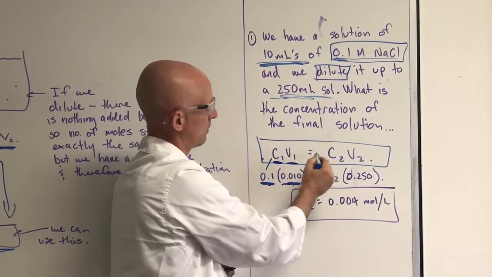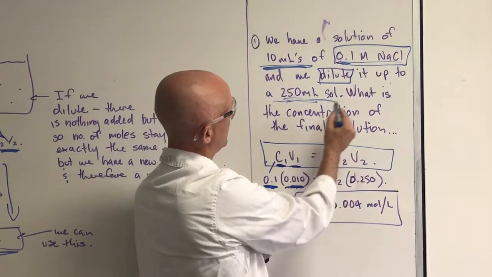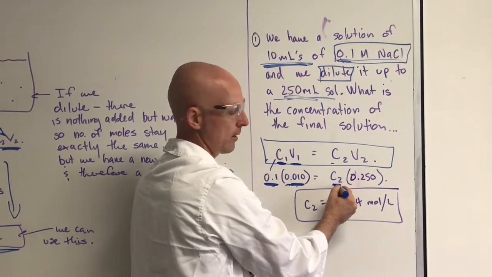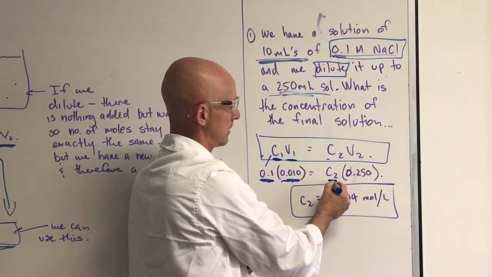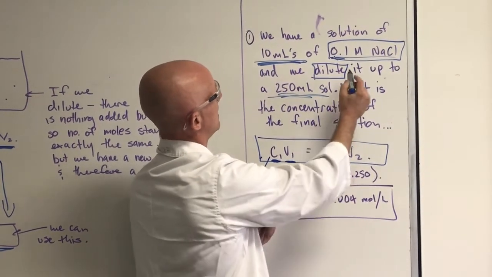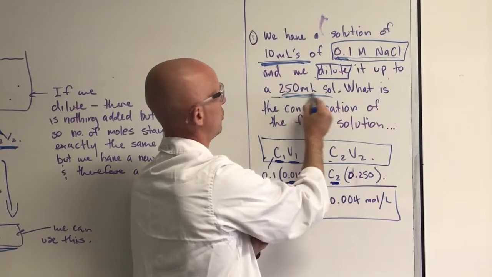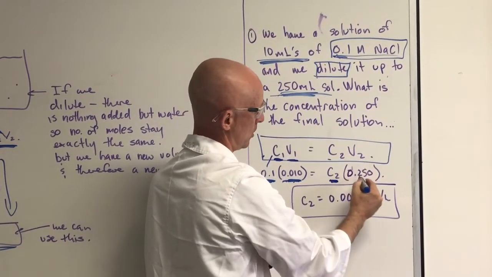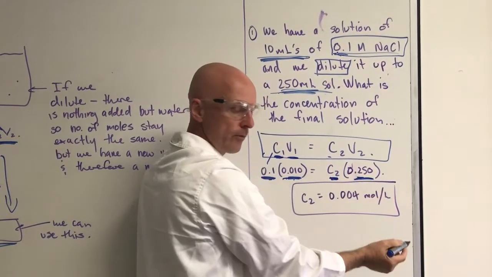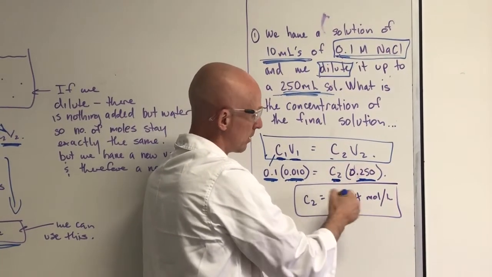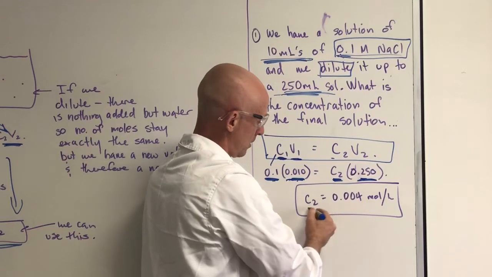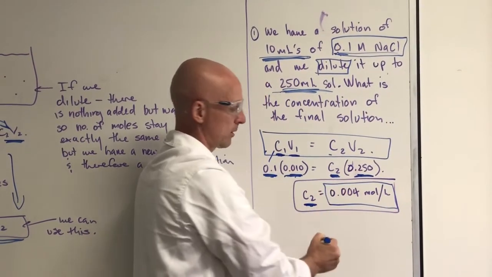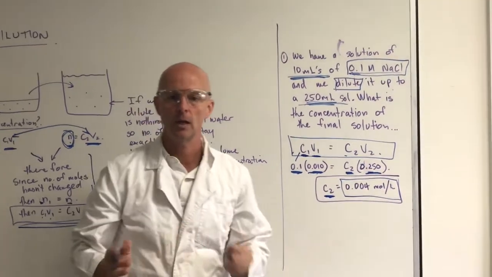If you're doing C1 V1 equals C2 V2, it's asking for the concentration of the final solution. That's the unknown, so we leave that as C2. But it says we diluted it up to 250 mils. So our final volume is 250 mils, which in litres is 0.25 litres. You can easily rearrange that to solve for C2. And there we have the final concentration of that 250 mil solution. So that's how we do dilutions.